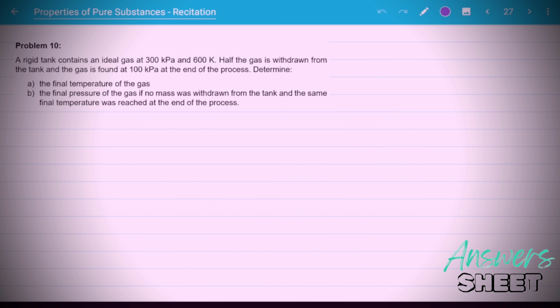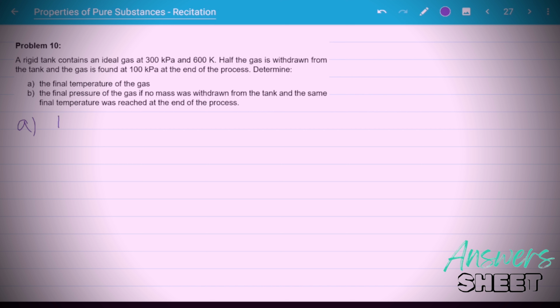Okay, let's move on to problem 10. This is our first problem dealing with the ideal gas equation. So we have again a rigid tank that we have an ideal gas in at a temperature of 600 kelvins and 300 kilopascals. Now, during the process, half of the gas is withdrawn from the tank. At the final state, the pressure of the gas is 100 kilopascals. We are asked to find the final temperature, and then we are asked to find the final pressure if the process was different and no mass was withdrawn, but the final temperature was the same. Let's start with part A.